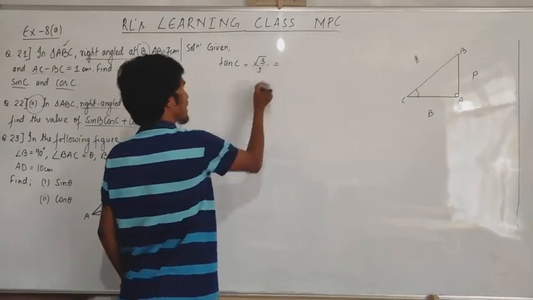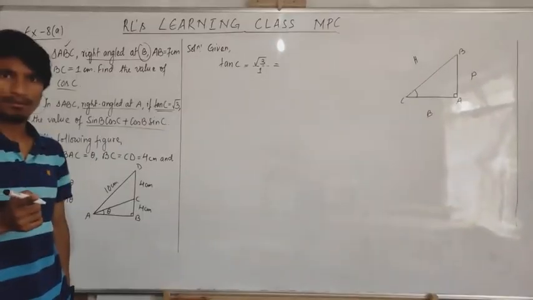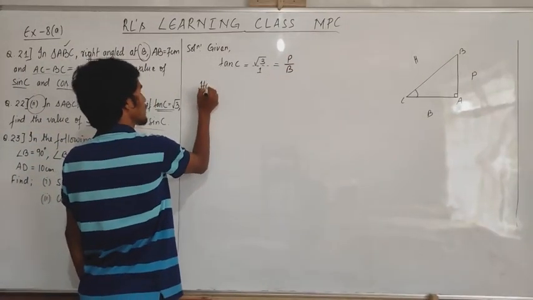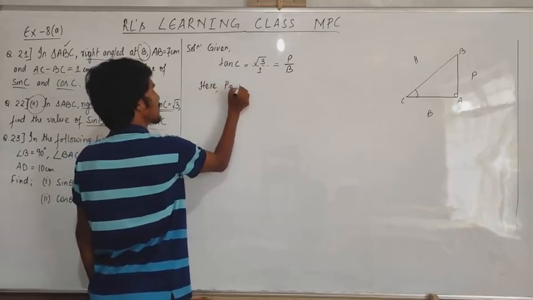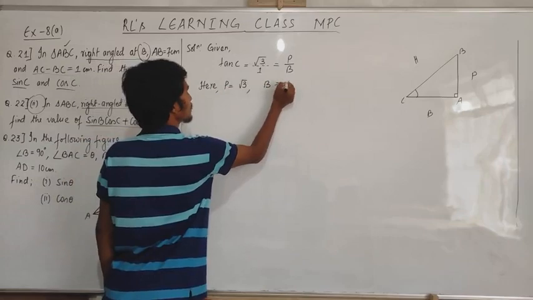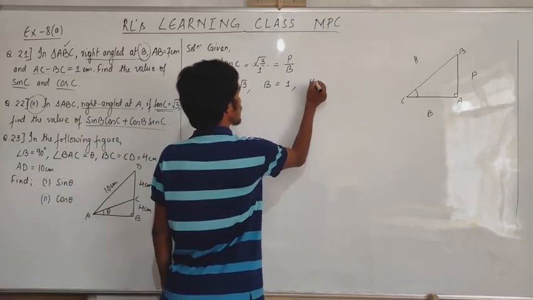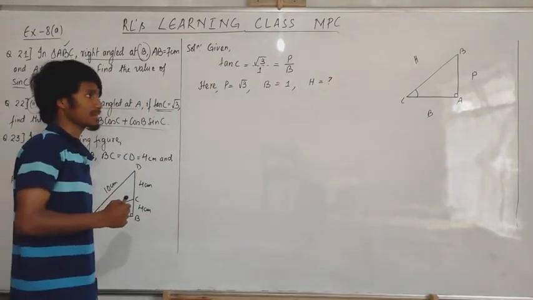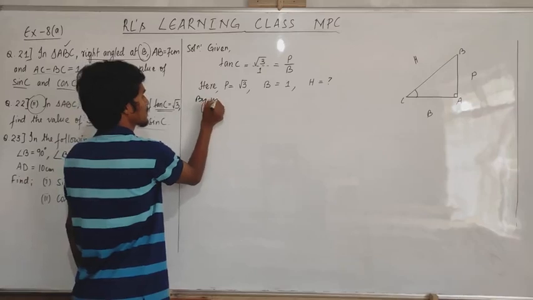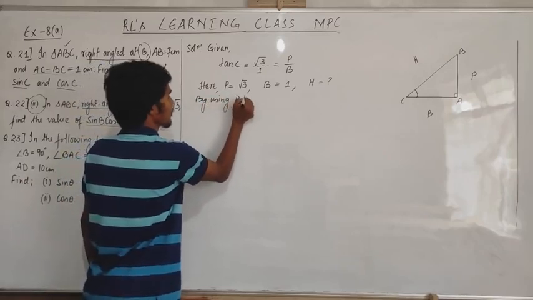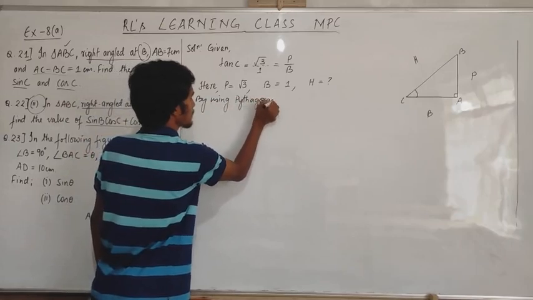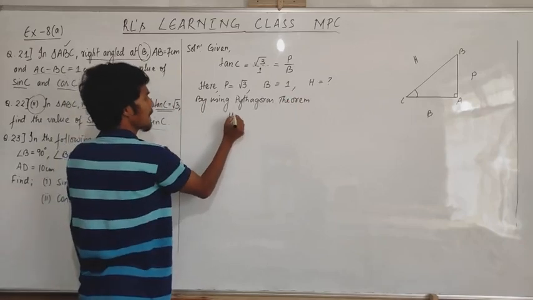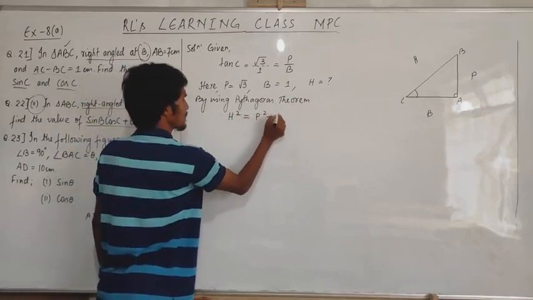Okay, then what's the formula for tan? The formula for tan is perpendicular by base, P by B. Here P is equal to root 3, B is equal to 1, and what is missing? Hypotenuse is missing. Then we can find this by using Pythagoras theorem, or Pythagoras formula: hypotenuse square is equal to perpendicular square plus base square.